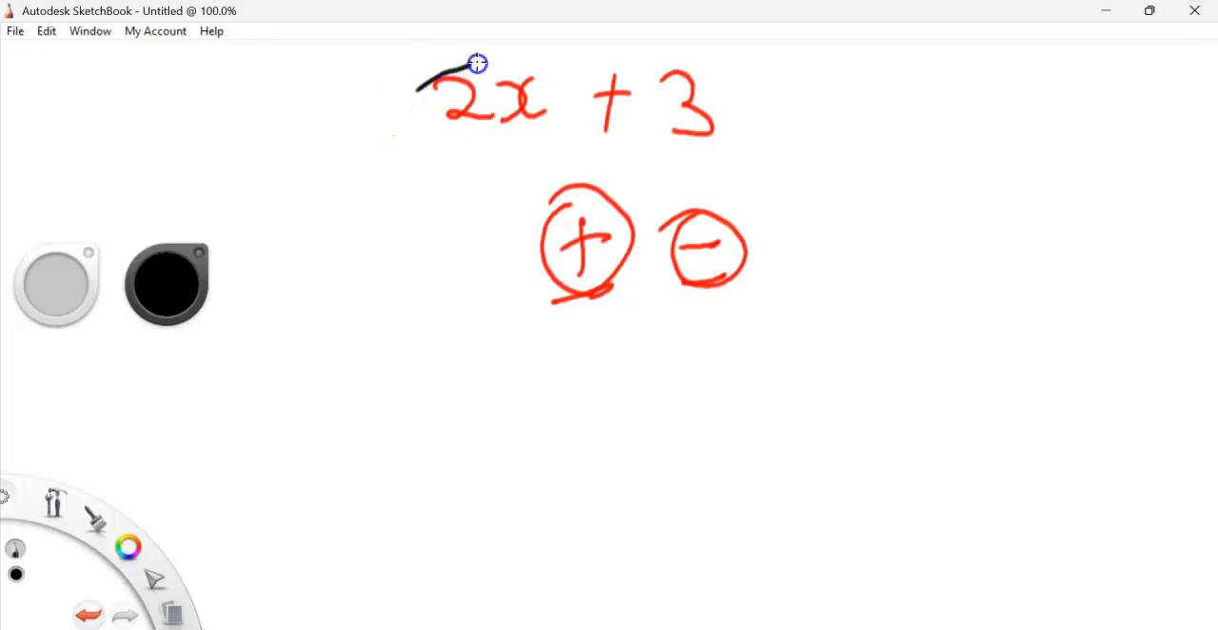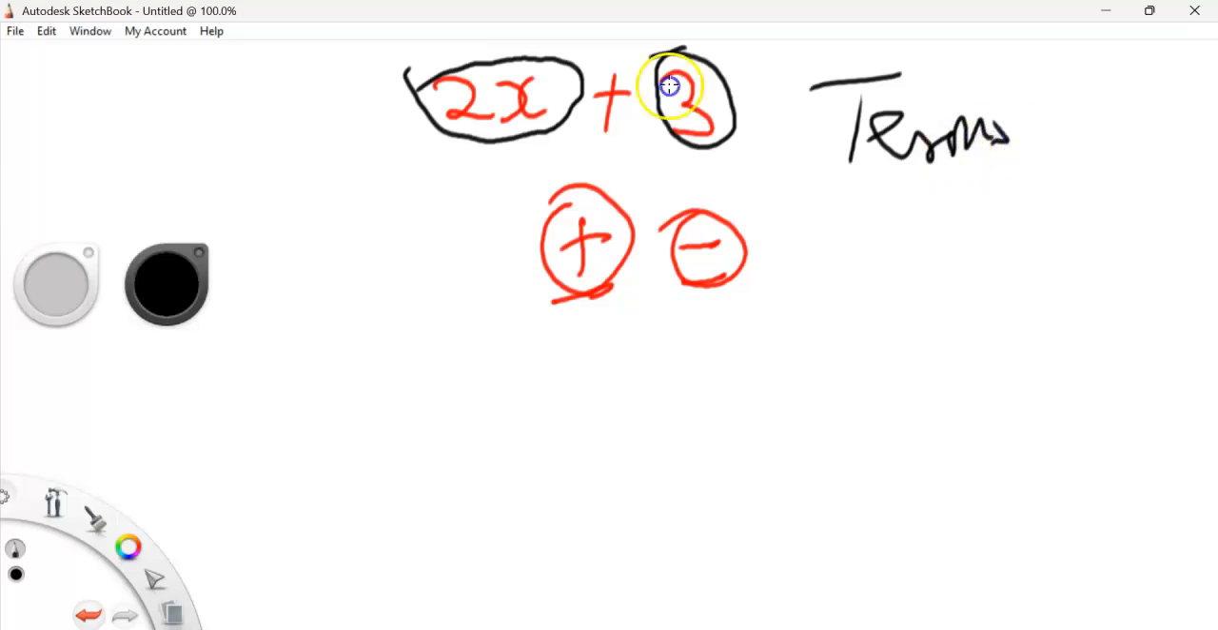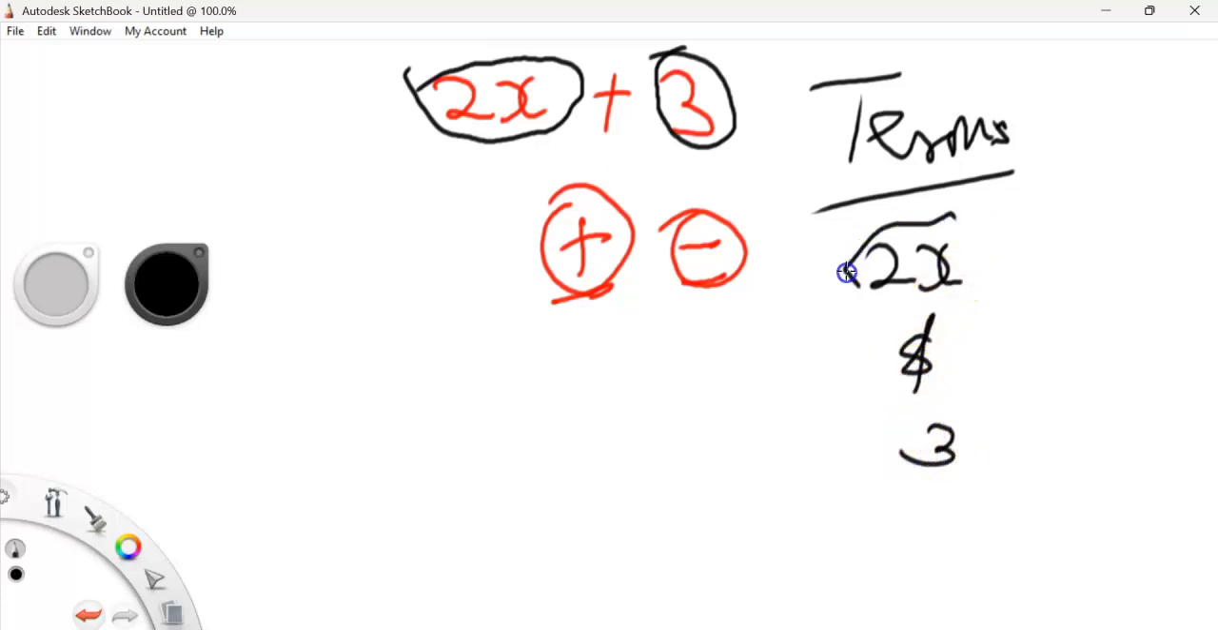What are the terms? What are the fragments? The fragments here are 2x and 3. The terms here are 2x and 3. Do you understand? Okay, so these are the terms here.